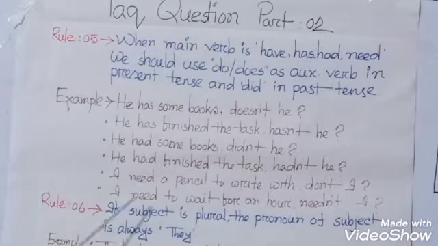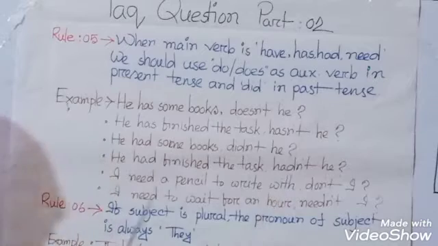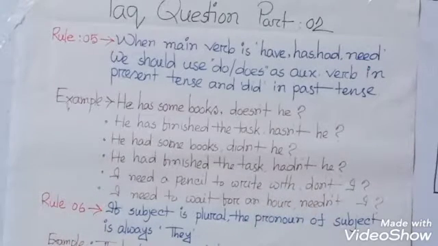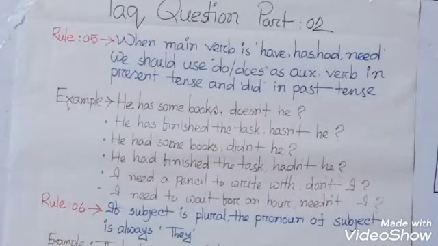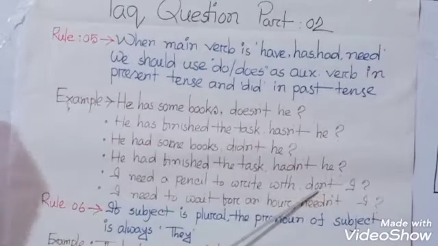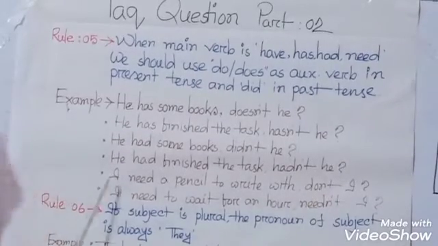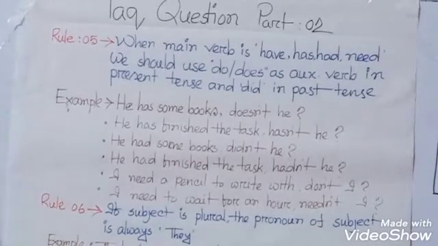Then the next one, I need a pencil to write with, don't I? Here, need is a main verb, and this is in present tense. That's why we use do, and to make it negative, don't. The subject I is used here: don't I?